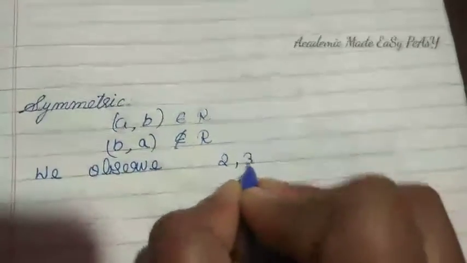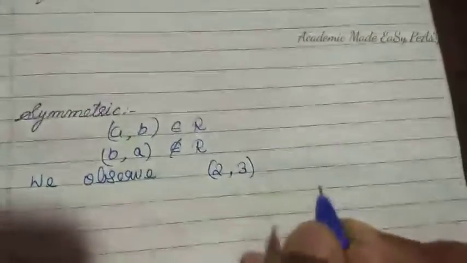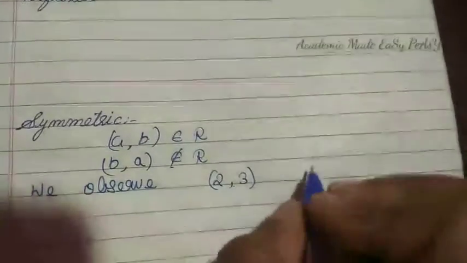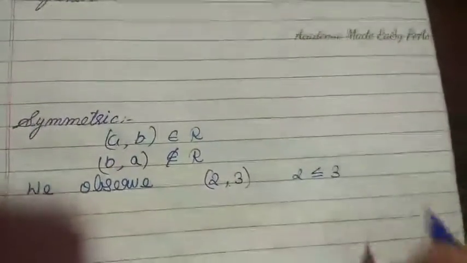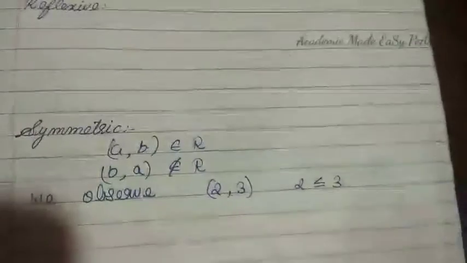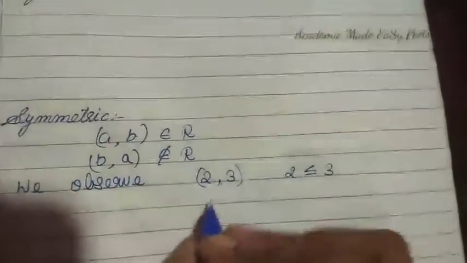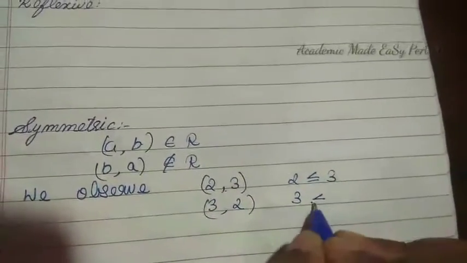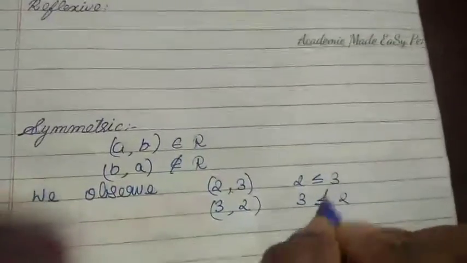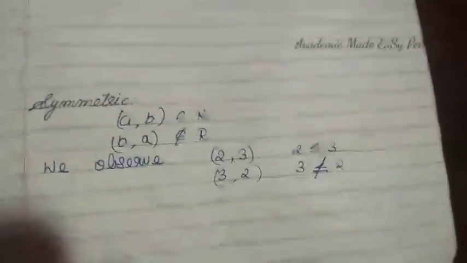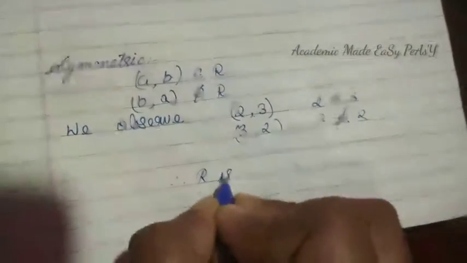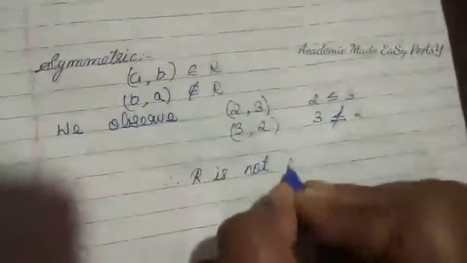(2, 3). Okay, in A, if we take (2, 3) as (a, b), so we'll have 2 less than or equal to 3. Okay, so if we just take (b, a), then it becomes (3, 2), isn't it? So (3, 2) shows that 3 is not less than or equal to 2. So therefore this condition doesn't get satisfied. So therefore R is not symmetric.